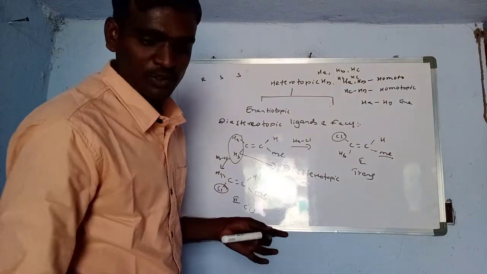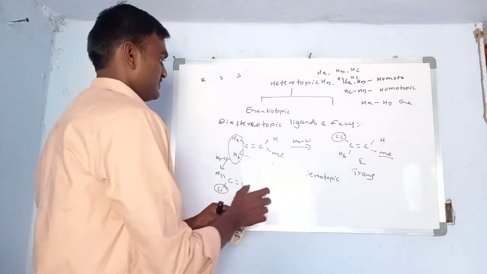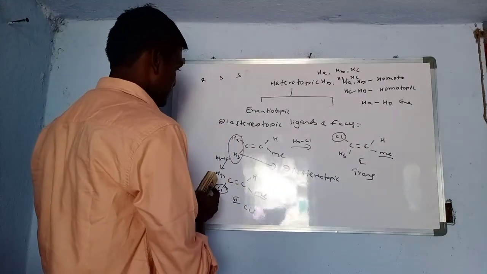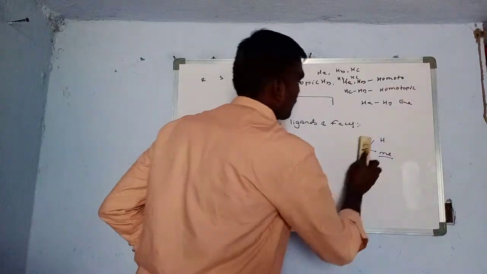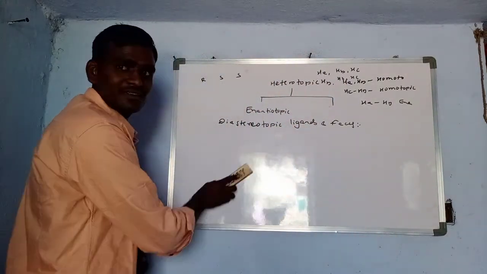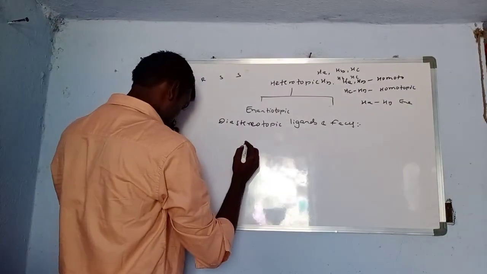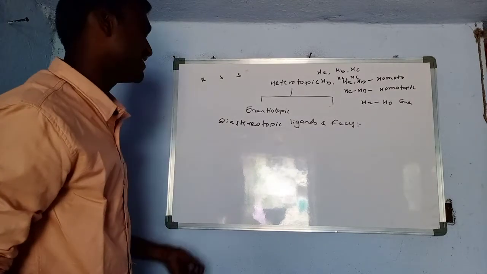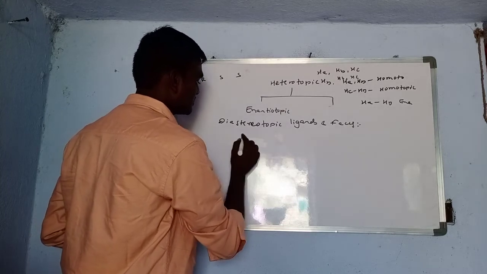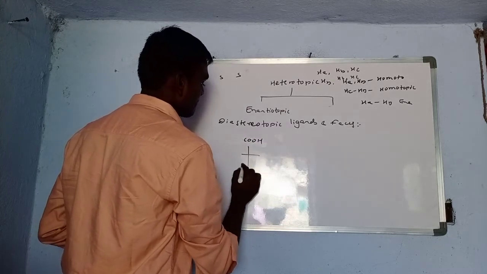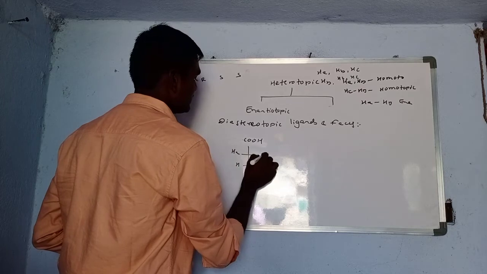Okay, let's take another example. These are the diastereotopics. Let us take another example for this molecule. If you are taking meso tartaric acid, or sorry, that is the enantiotopic ligands. Okay, if you are taking another example like this is COOH, here CH3, here H and OH, here HA and HB.